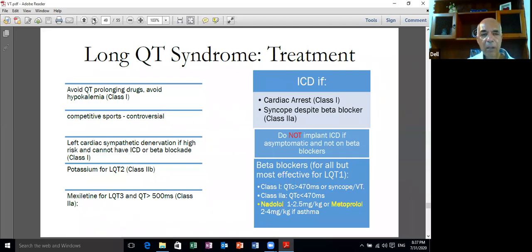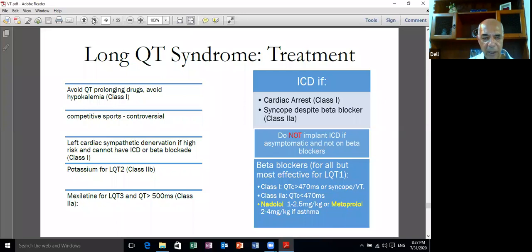Now, how do we treat long QT? You avoid QT prolonging drugs, so this should be identified and remembered very well. Avoid competitive sports, and then left cardiac sympathetic denervation if the patient is at high risk and he is resisting the effect of beta blockers.